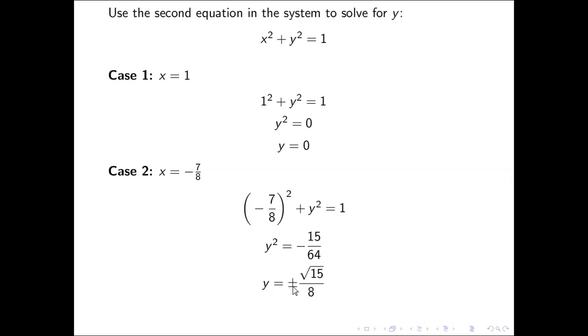So 3 solutions in all. So we write the final answer in set notation as ordered pairs. So we have the following solutions: (1, 0), (-7/8, -√15/8), (-7/8, √15/8).